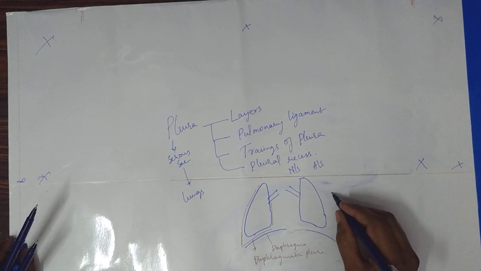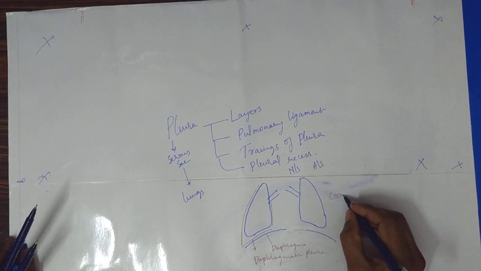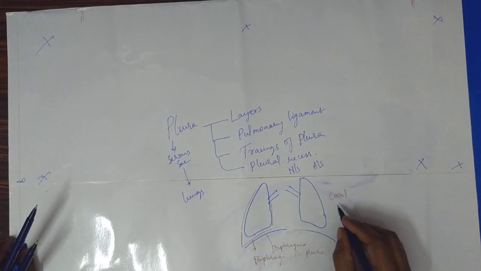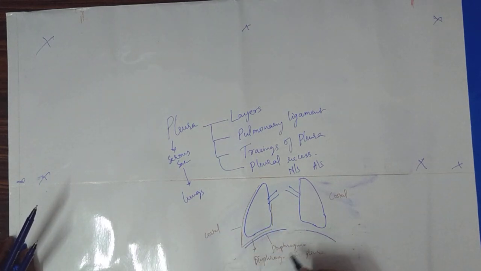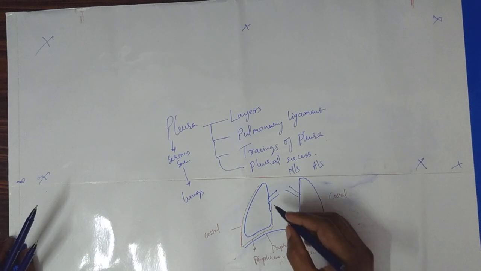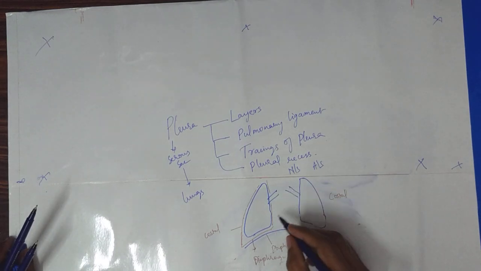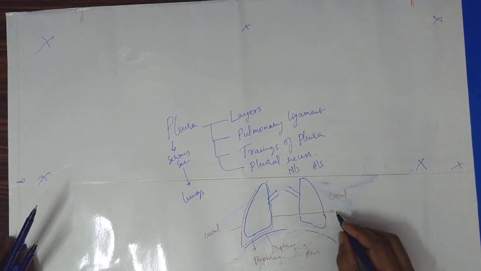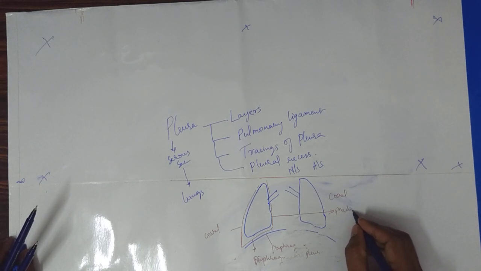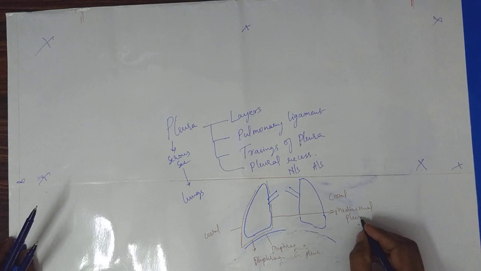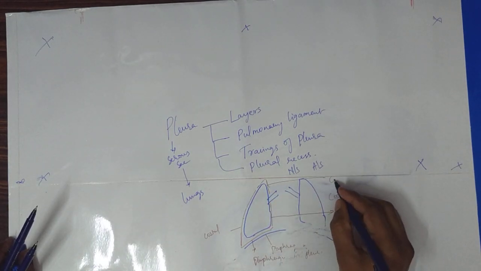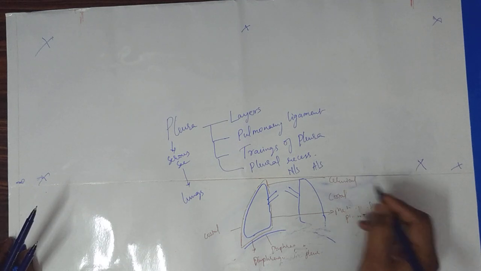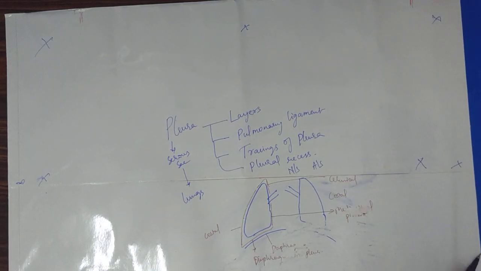So this is about the four types of parietal pleura. What are they? The costal pleura, that is this thing. The second is the diaphragmatic pleura. The third is the mediastinal pleura. The fourth is your apical part, the cervical pleura, whose other name is Sibson's fascia.